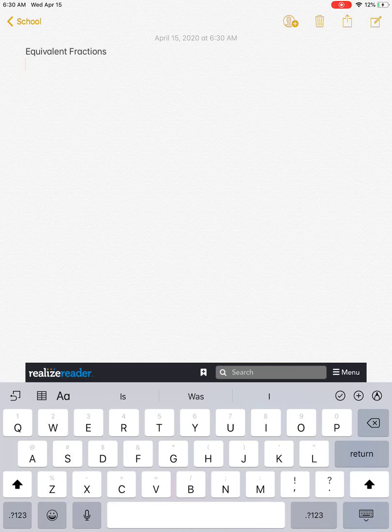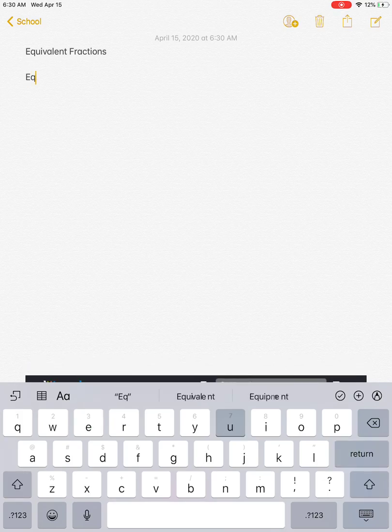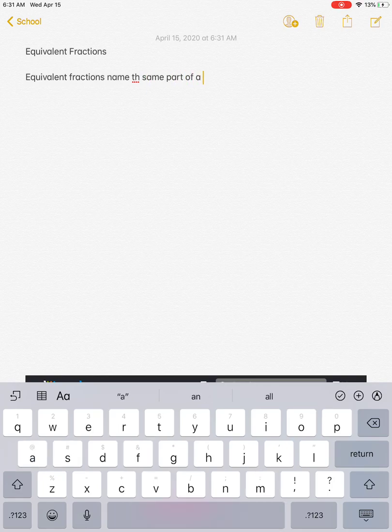What is an equivalent fraction? What does that word equivalent mean? What do you think? So equivalent fractions name the same part of a whole.